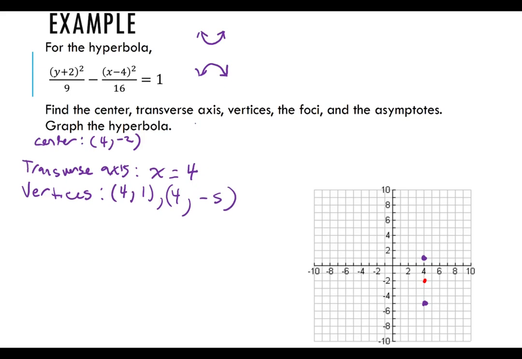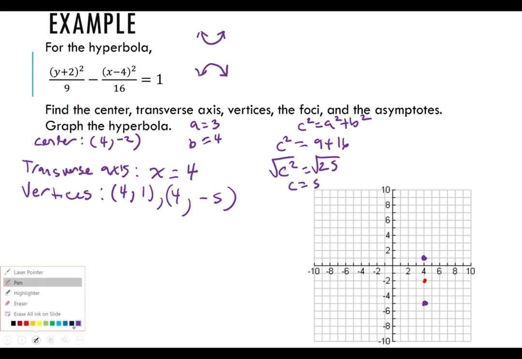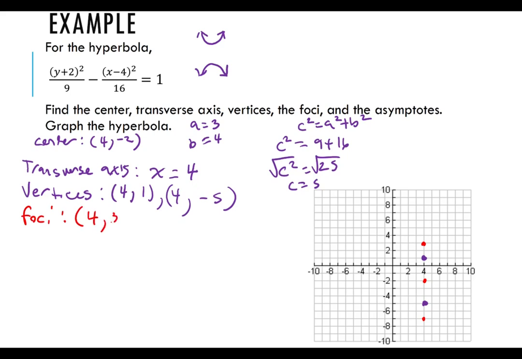Well, it may be a good point to just go ahead and write a is equal to 3 and b is equal to 4, because of course the square root of 9 is 3 and the square root of 16 is 4. Then to find the foci, c squared is equal to a squared plus b squared, which is going to be c squared is equal to 9 plus 16. And so I get that c squared is equal to 25. Take the square root of both sides. C is equal to 5. So then my foci are going to be 5 above the center and 5 below the center, here and here. And so the foci are then going to be 4, 3, and 4, negative 7.